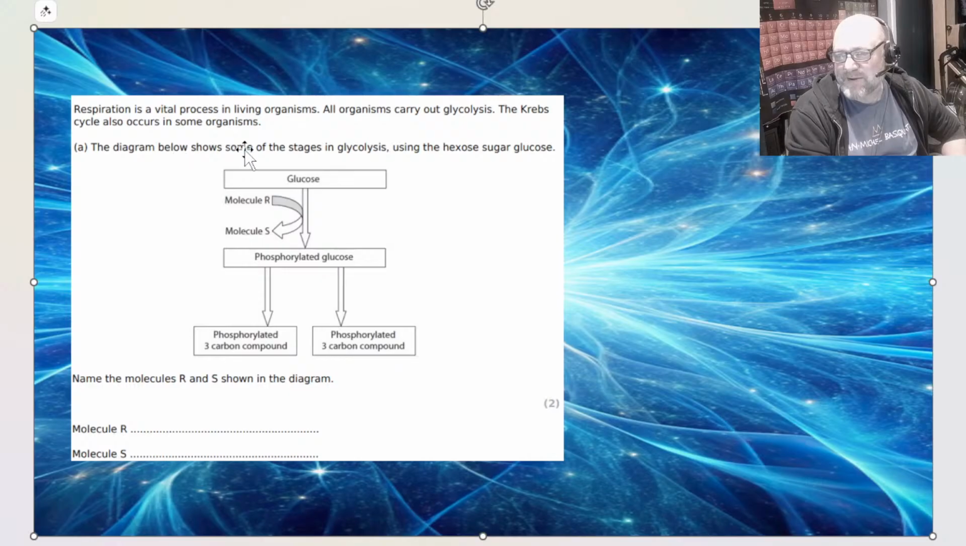The diagram below shows some of the stages in glycolysis. So we've got glucose. It's being turned into phosphorylated glucose, the unstable version, and then it breaks down into 2, 3 carbon compounds. What is molecule R and S?